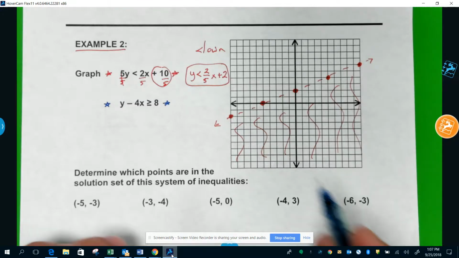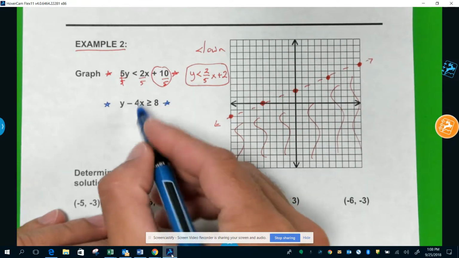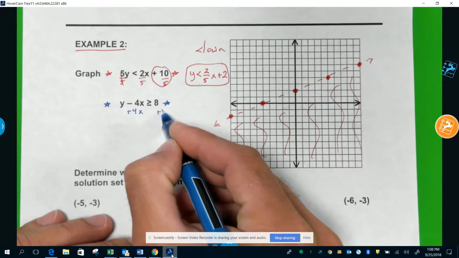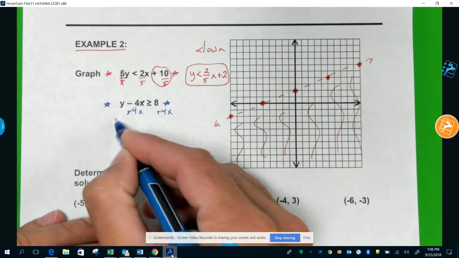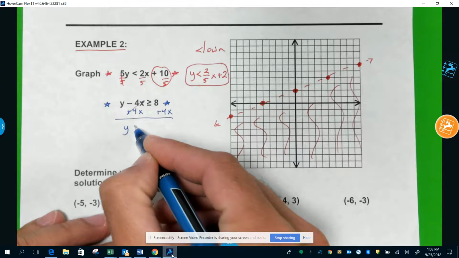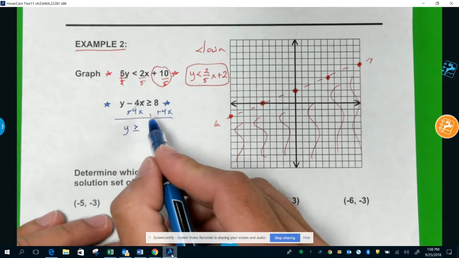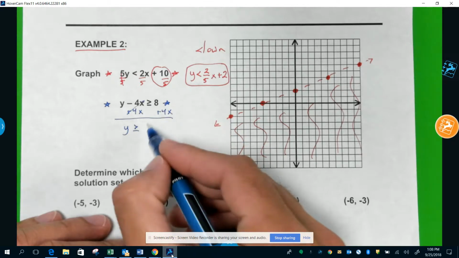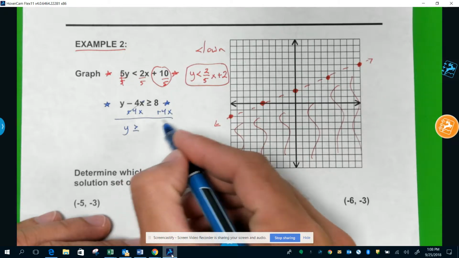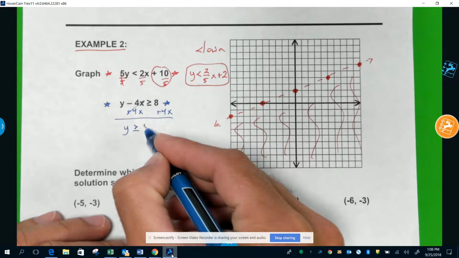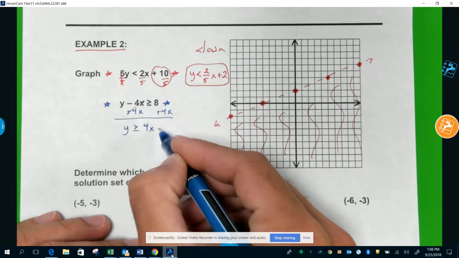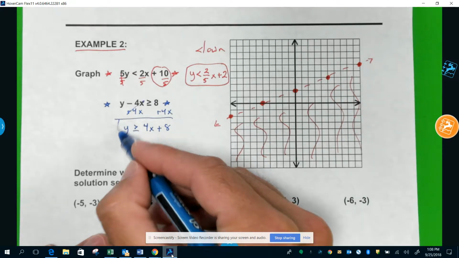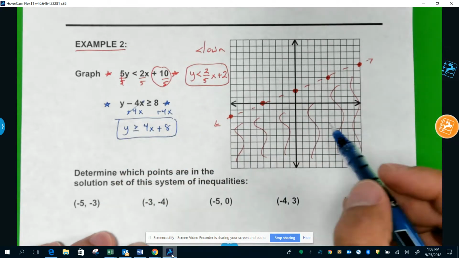Okay, now the other line. Again, we need to solve for y. So we're going to add 4x to both sides. So I've got y greater than or equal to. I only flip my sign if I divide by a negative. Okay, so in slope-intercept form, I want to put my positive 4x in the front, and then I'll move my positive 8 to the back. Okay, so we are ready to graph this one now, since y is by itself.